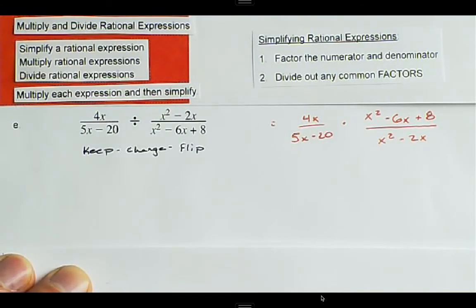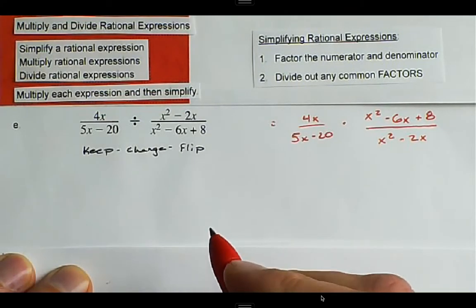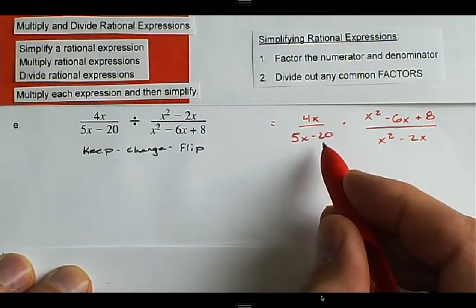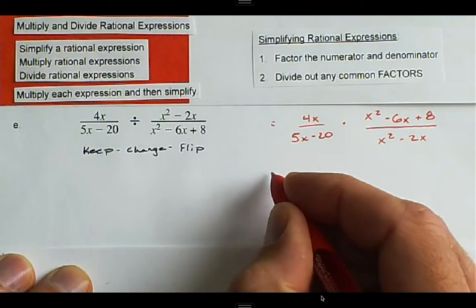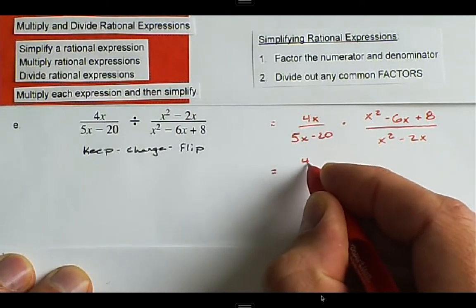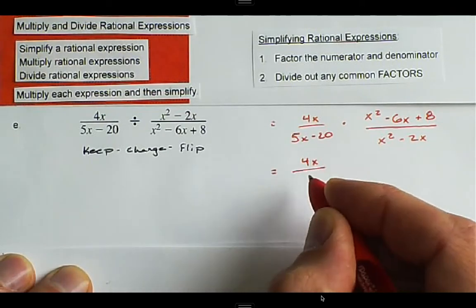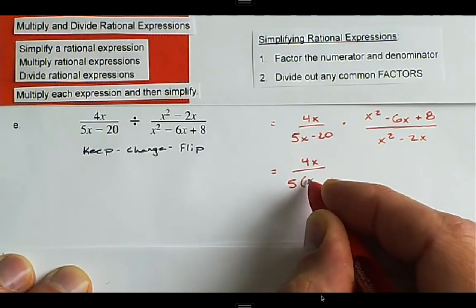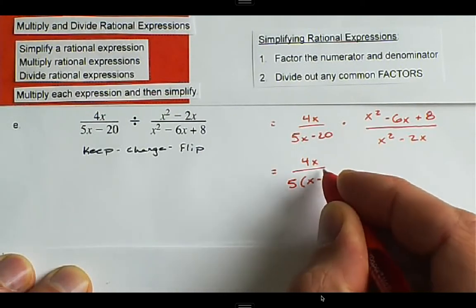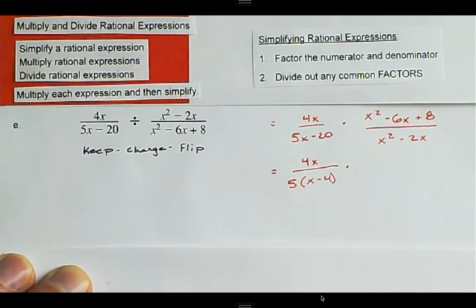And so what we want to do is get it in our most factored form from there. We see on the left side here, we can factor a 5 out of both of these terms. So we'll have a 4x in the numerator, and then we factor a 5 out, and we're left with x minus 4 in the denominator. Still joined by multiplication.